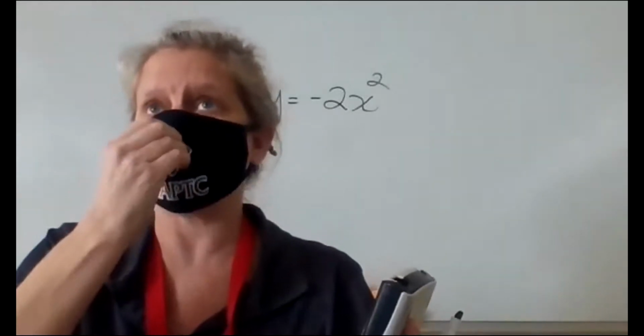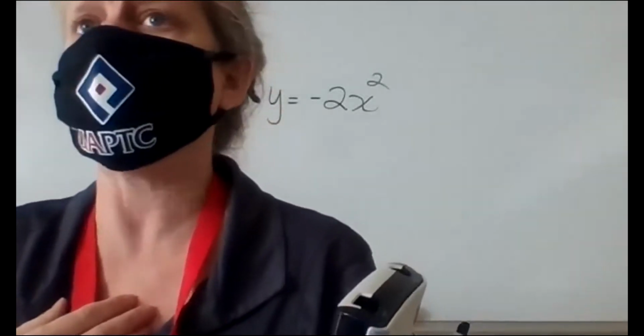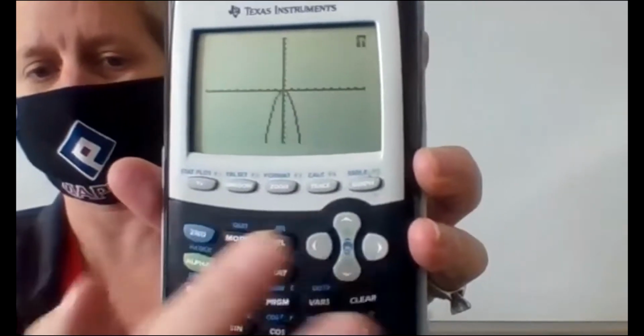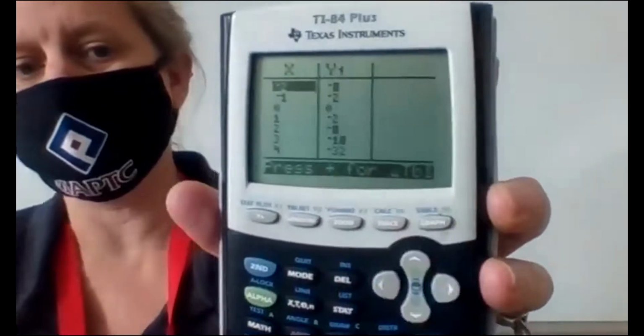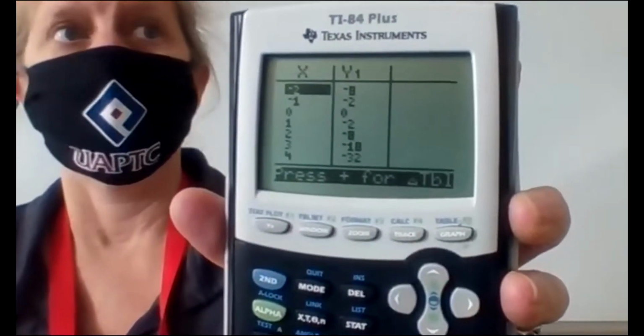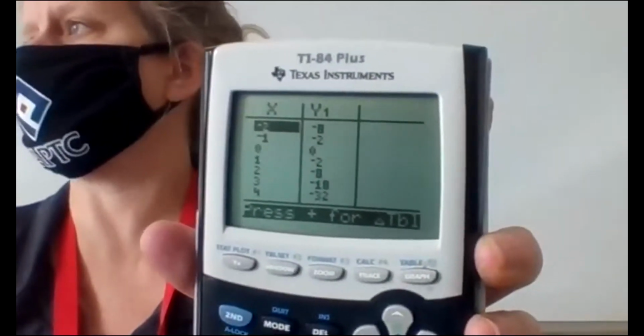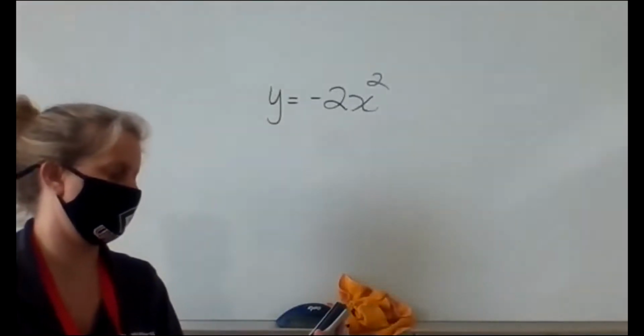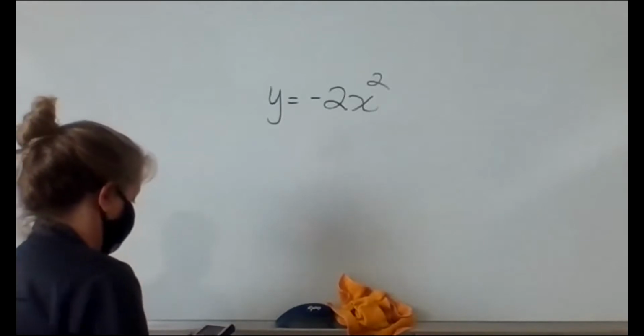Now, when I go to Math Lab, I'm still going to have to plot points. So how do you get your points? Same way. Second table. There's your list of points to choose from. So let's see, I could choose negative 2, negative 8.